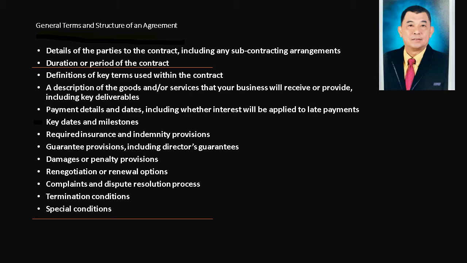Renegotiation or renewal options, especially in rentals, that this contract is valid for 1 year and the renewal should be 2 months before the end of the 12th month. Complaints and dispute resolution process, termination conditions, and special conditions. So again, contracts may follow a structure that can include some of the things that we mentioned, but are not limited. Okay.